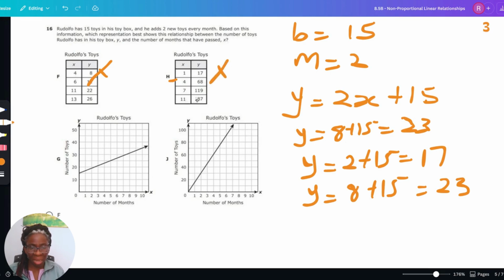We can pick another x. When x is 7, 2 times 7 is 14. 14 plus 15, that will be 29. It's not 119, so that means that option is wrong. So we are left with the graphs. So now let's take a look at the graphs.